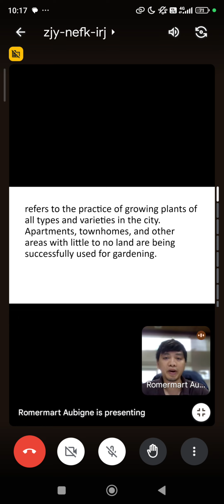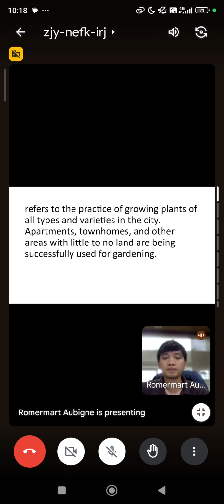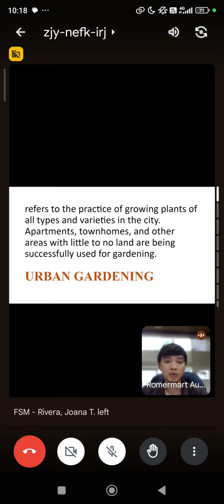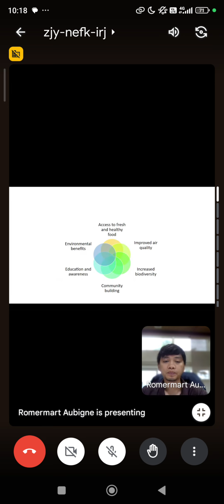So next is refers to the practice of growing plants of all types and varieties in the city. Apartment, rooftops, and other areas with little to no land are being successfully used for gardening. We call this urban agriculture. For urban agriculture, we have the access to fresh and healthy food. We improve the air quality, increase the biodiversity, community building, education and awareness, and also we have the environmental benefits when we do our urban gardening.